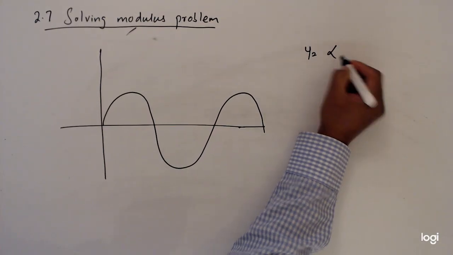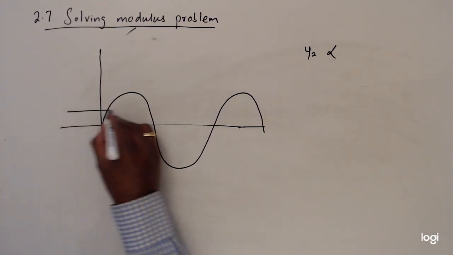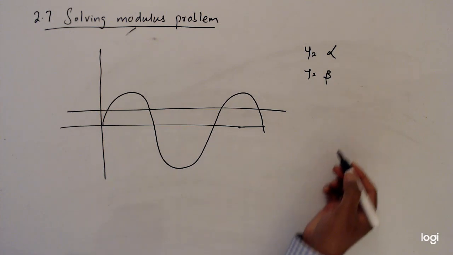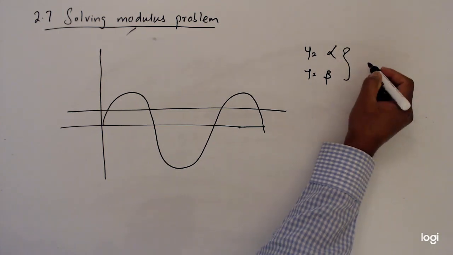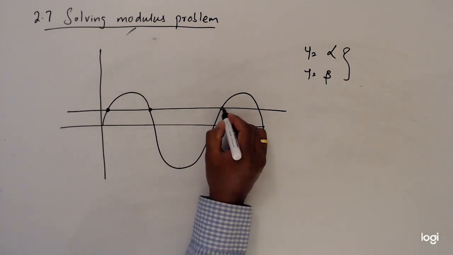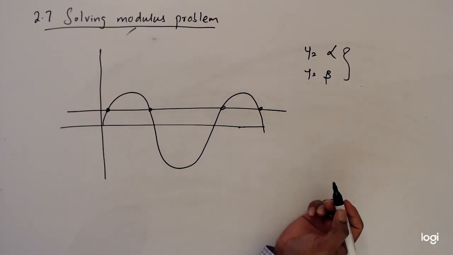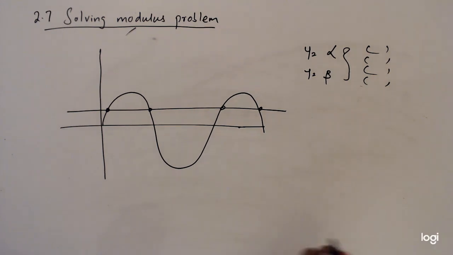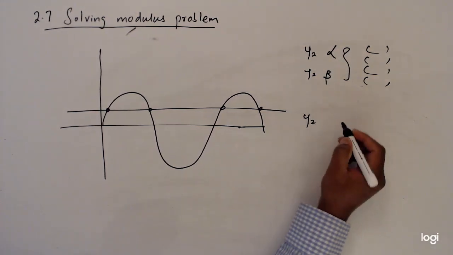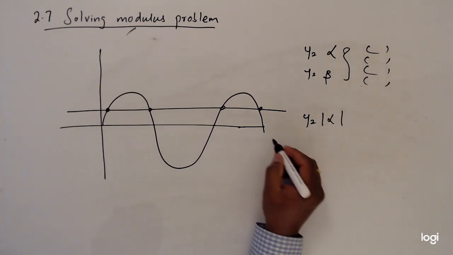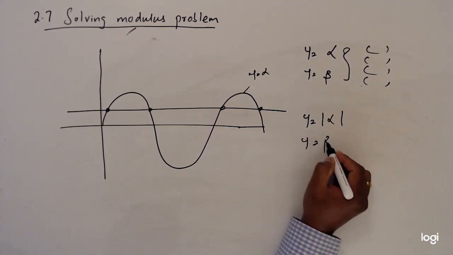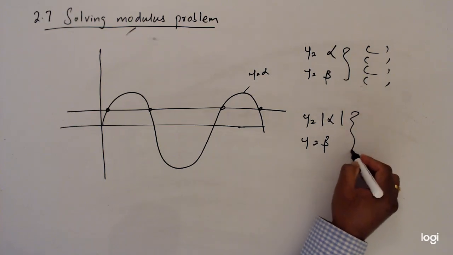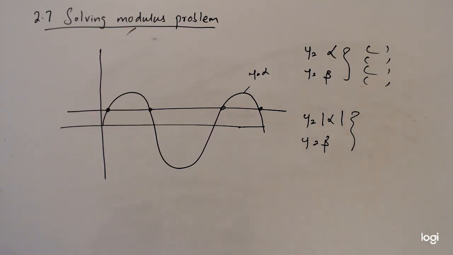This is the y equal alpha equation and this is the y equal beta equation. Now when you solve those two equations, we should have four answers. Now my question is, this is y equal alpha. Take y equal mod alpha and y equal beta. When you solve, how many intersection points are we expecting?